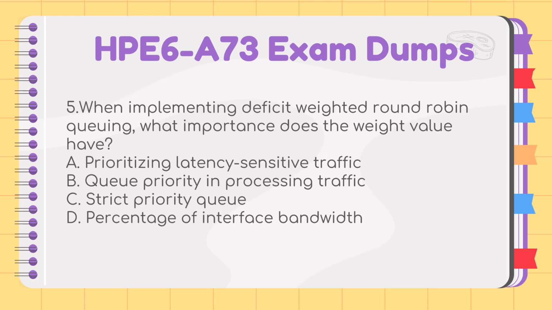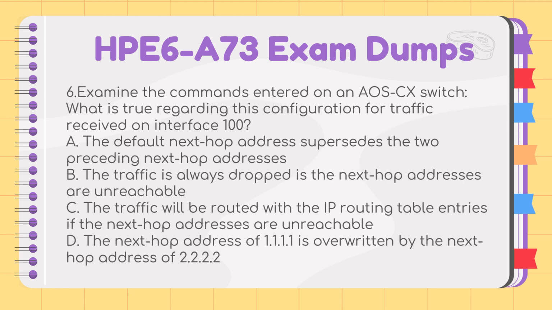5. When implementing deficit-weighted round-robin queuing, what importance does the weight value have? A. Prioritizing latency-sensitive traffic. B. Queue priority in processing traffic. C. Strict priority queue. D. Percentage of interface bandwidth.